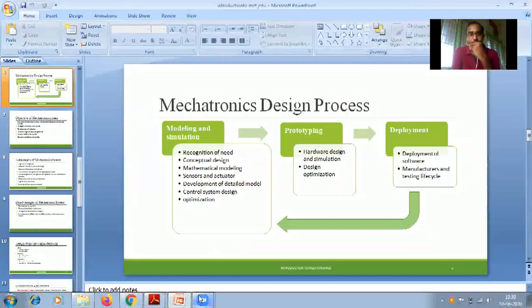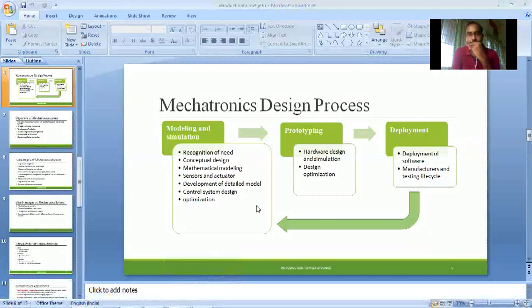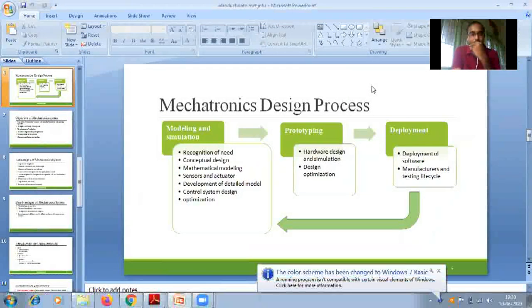Next, moving on to the substatory level of this.